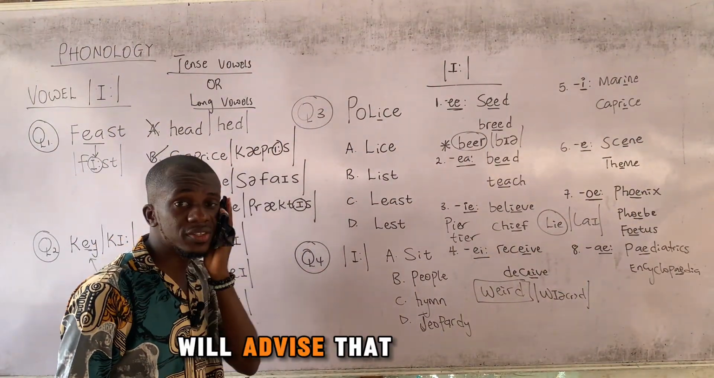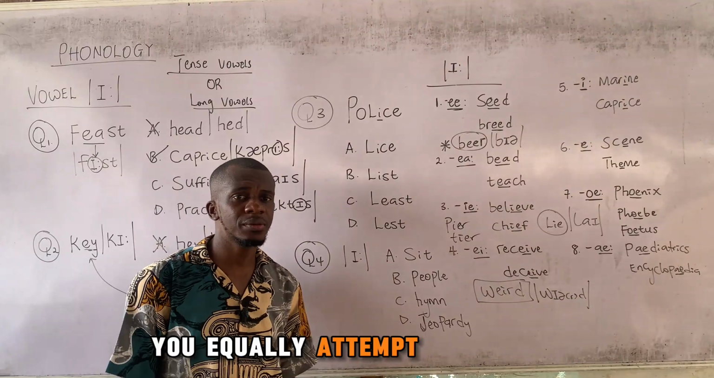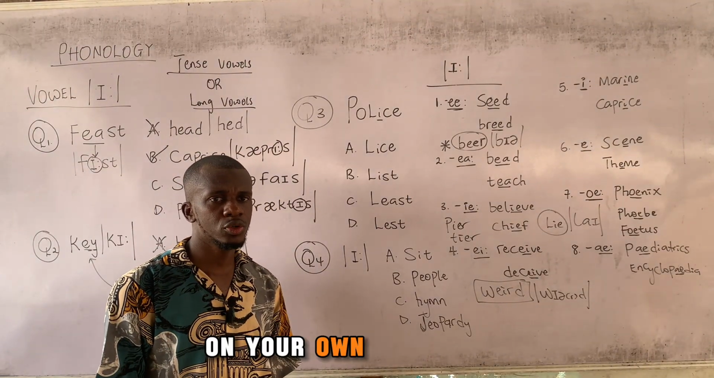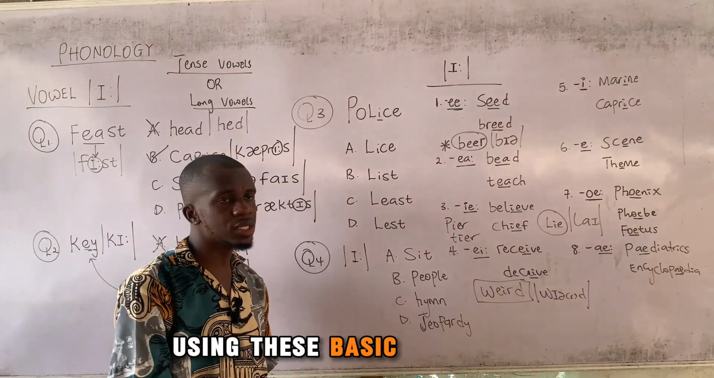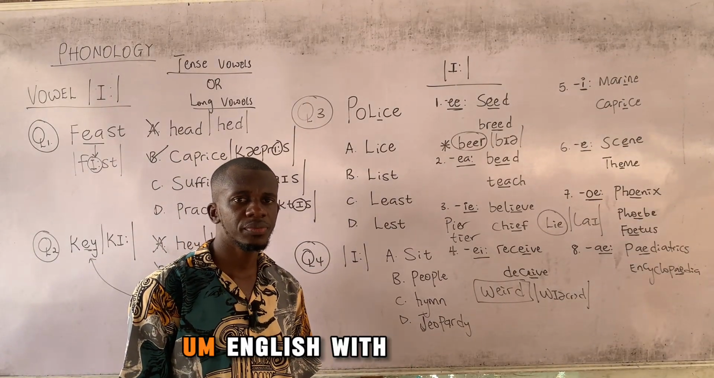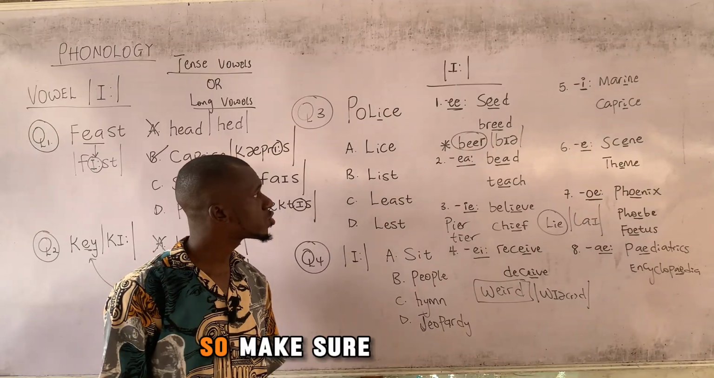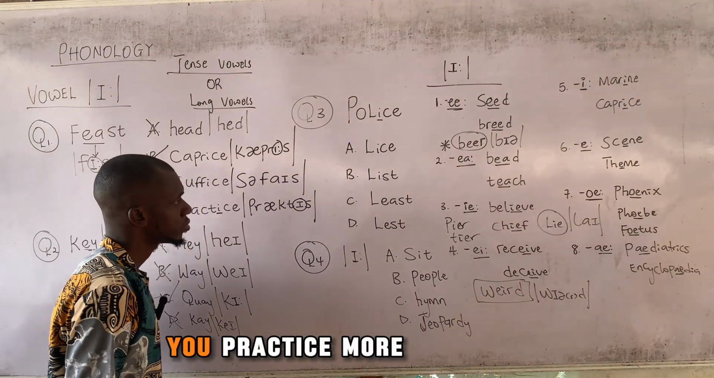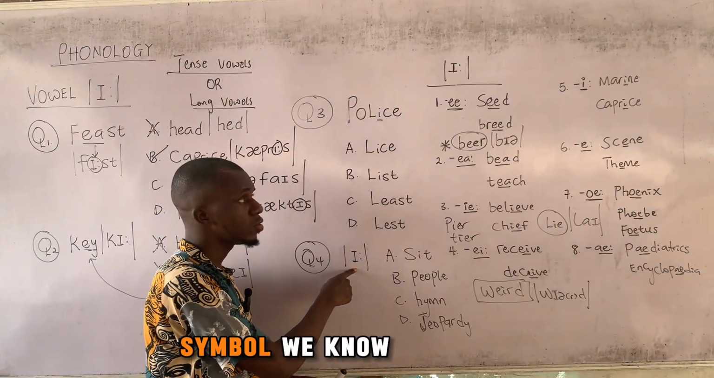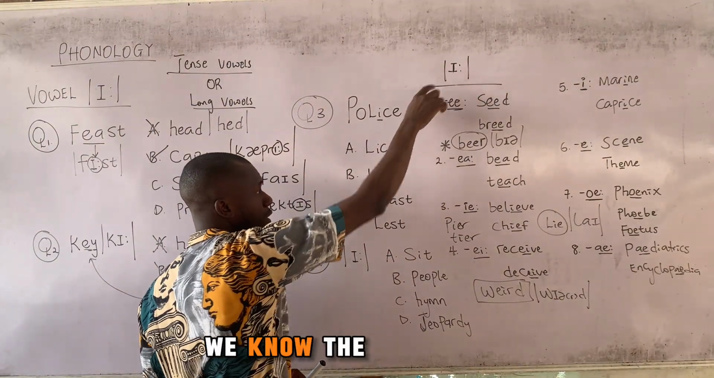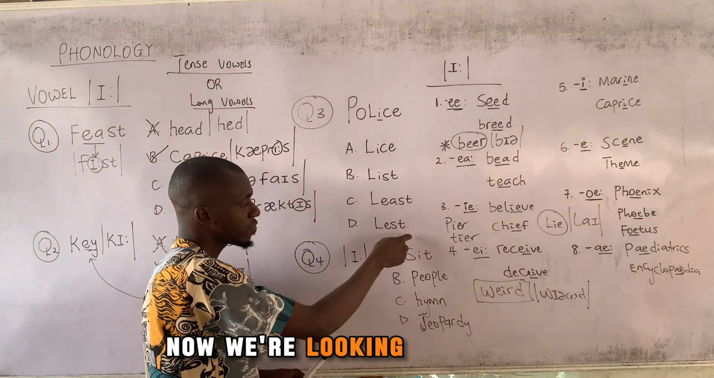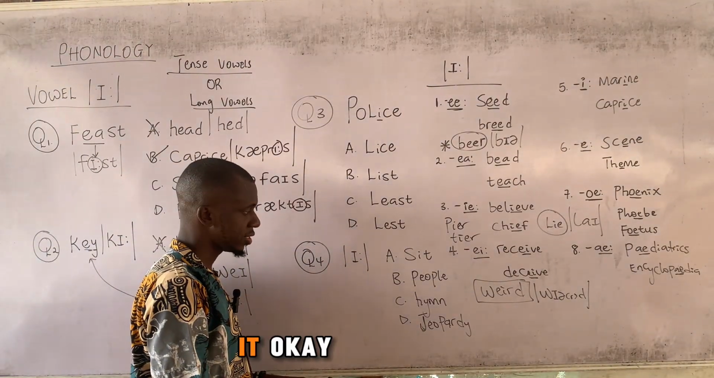Now, I will advise that you equally attempt past questions or more questions on your own using this basic knowledge that you have found here on English with Techno. So make sure you practice more. Now, let's see question 4. We have the symbol. We know the symbol. We know the sound. It is the E sound. Now, we're looking for which of these words has it.